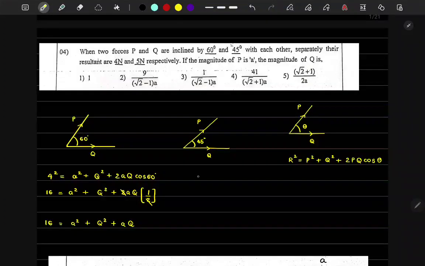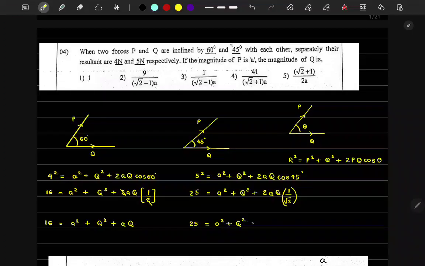And you can get another equation by substituting 5 for R, which is the resultant in the other scenario. So you get A squared plus Q squared plus 2AQ cos 45. Cos 45 is 1 over root 2. If you substitute that here, you get 25 equals A squared plus Q squared plus root 2 AQ, I'm sorry.